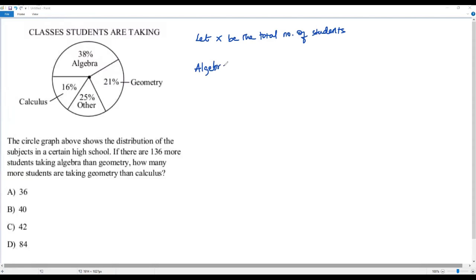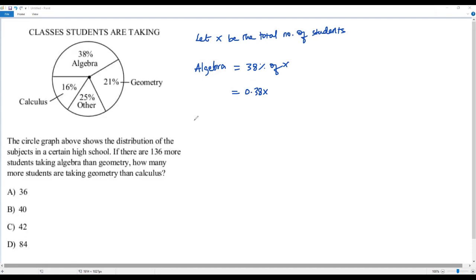The number of students who are taking algebra equals 38 percent of X. We can write this 38% as a decimal, then I'm getting 0.38. And whenever we have the word "of" in mathematics, it can be written as multiplication. That is 0.38 times X. So this represents the number of students who are taking algebra.